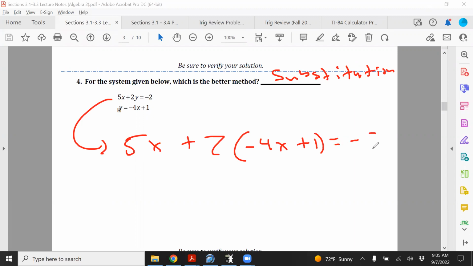You substitute. That's why it's called substitution. You replace the y. So y is isolated in the second equation, right? You simply replace that y with what this equals. Hence substitution. All right, got it.